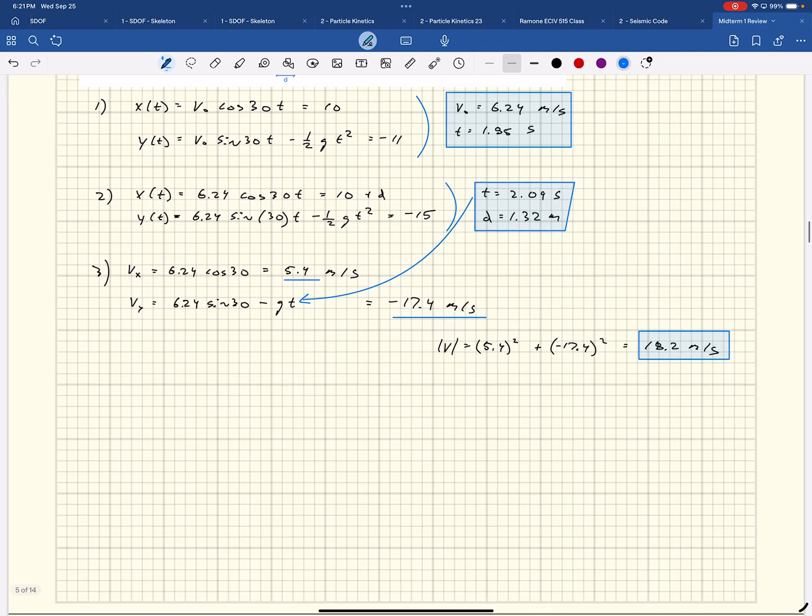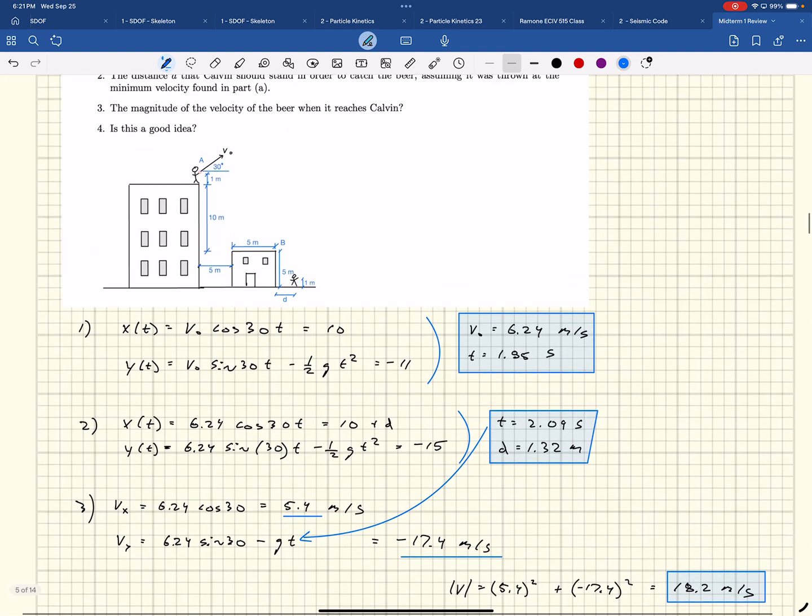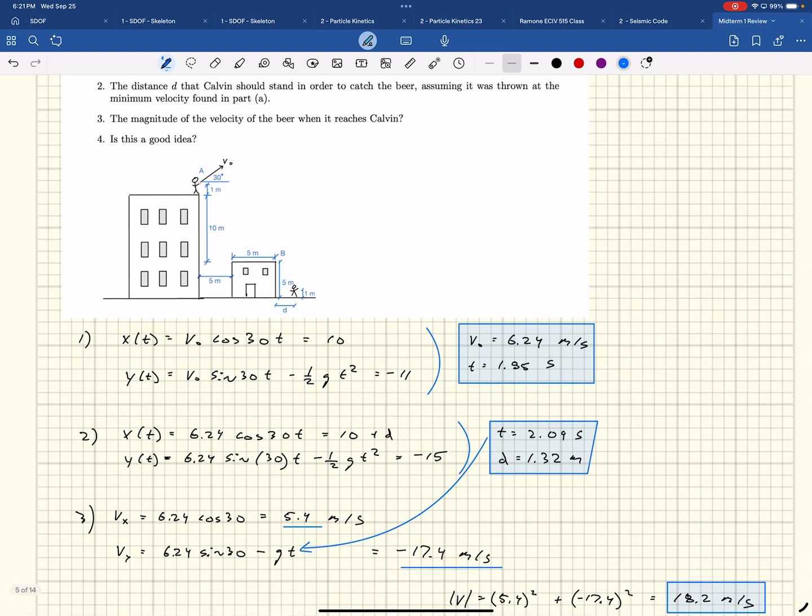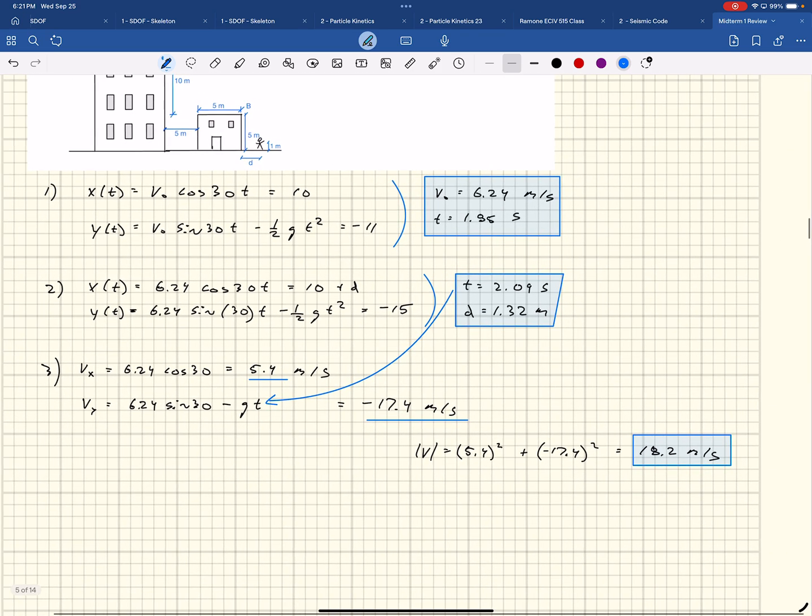And then the last one was just the last part of it. I don't know if that's on your write-up or not. I think it's always important when you solve these problems to do a little gut check. Like, is this possible? Is this a good idea? Is this a bad idea?